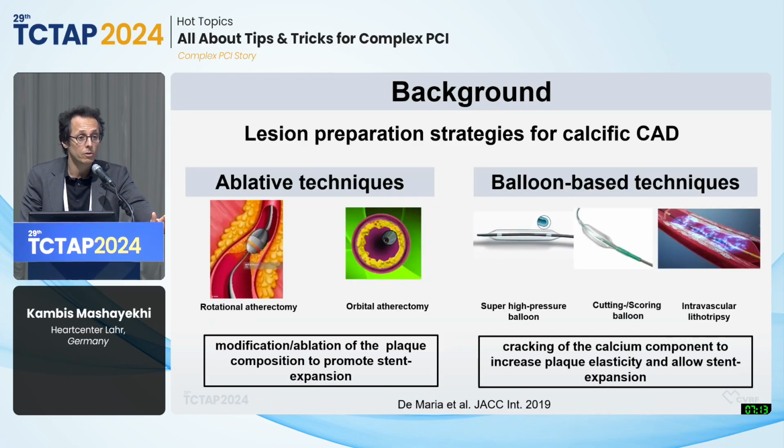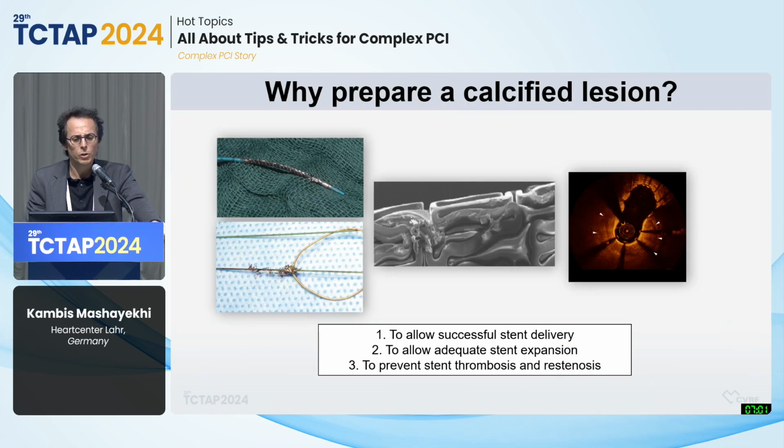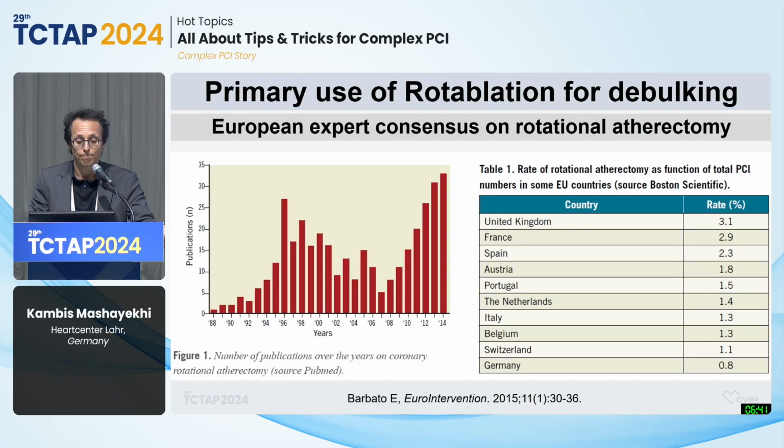Therefore, it's very important to do a great plaque preparation. And we have basically 2 major modalities. One are the ablative techniques, as you know, and the balloon-assisted techniques. So why should we prepare calcified lesions up front? And you see here the stent, how it's damaged on the polymer side. So we're preparing that to allow a successful stent delivery, to allow an adequate stent expansion, and also to prevent, for sure, stent thrombosis and restenosis.